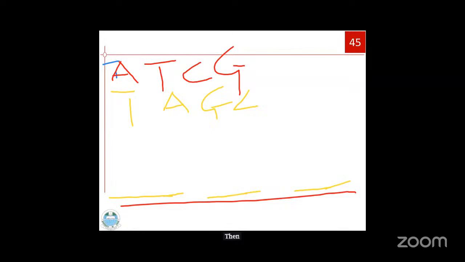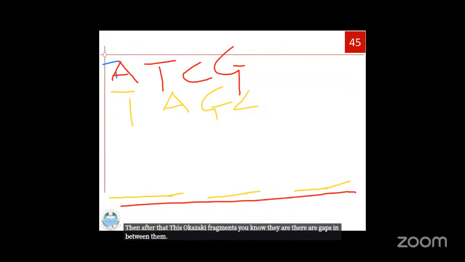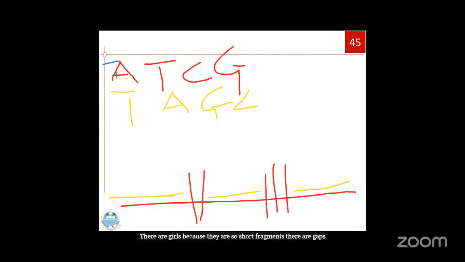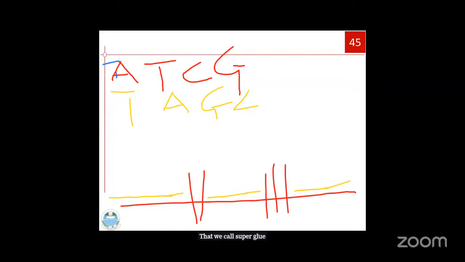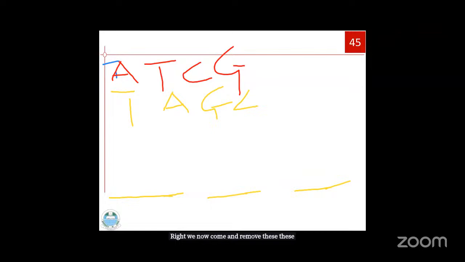Then after that, these Okazaki fragments have gaps in between them because they are short fragments. Another enzyme that we call DNA ligase, that we call superglue, will now come and close up this gap. It seals the nick. DNA ligase will join this fragment to this fragment.